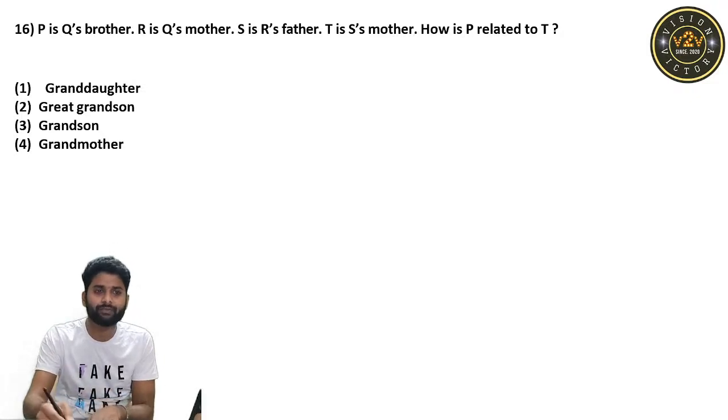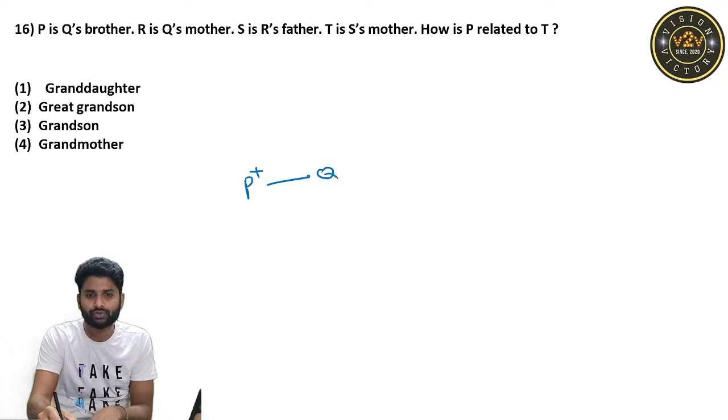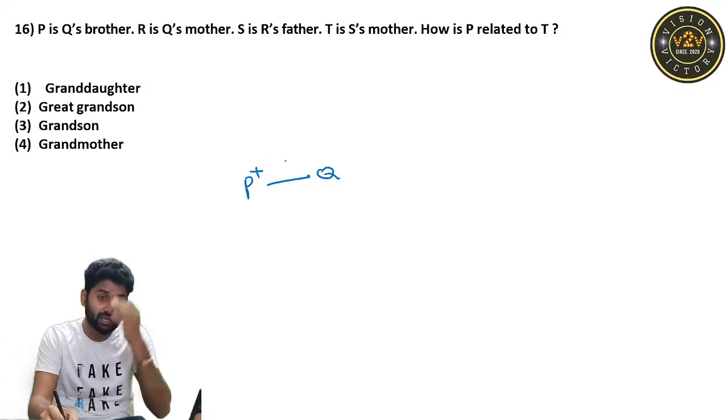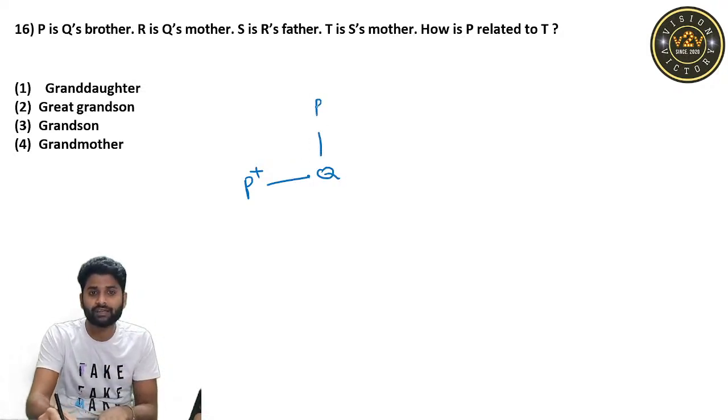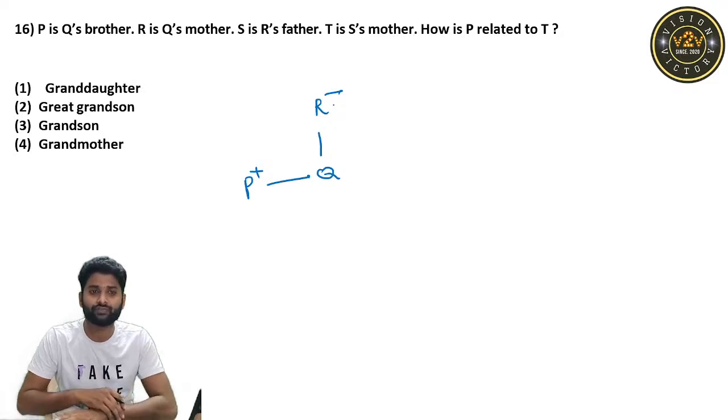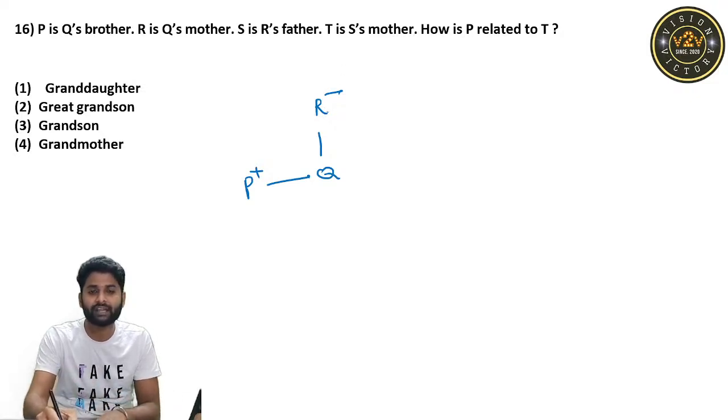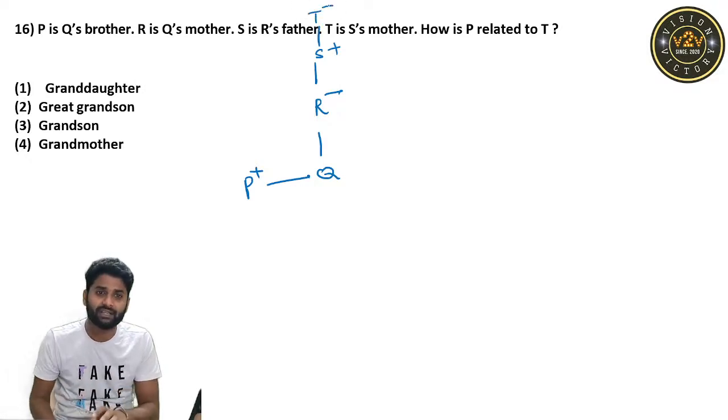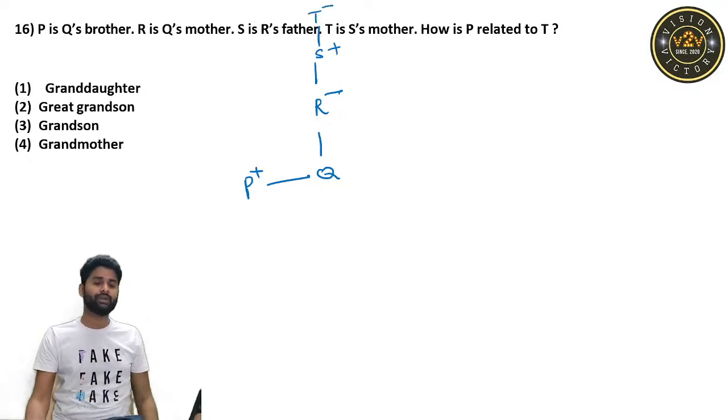Let's see this question from blood relations. P is Q's brother, both in the same generation. R is Q's mother. We don't know the gender of Q. S is R's father. T is S's mother. Then how is P related to T?